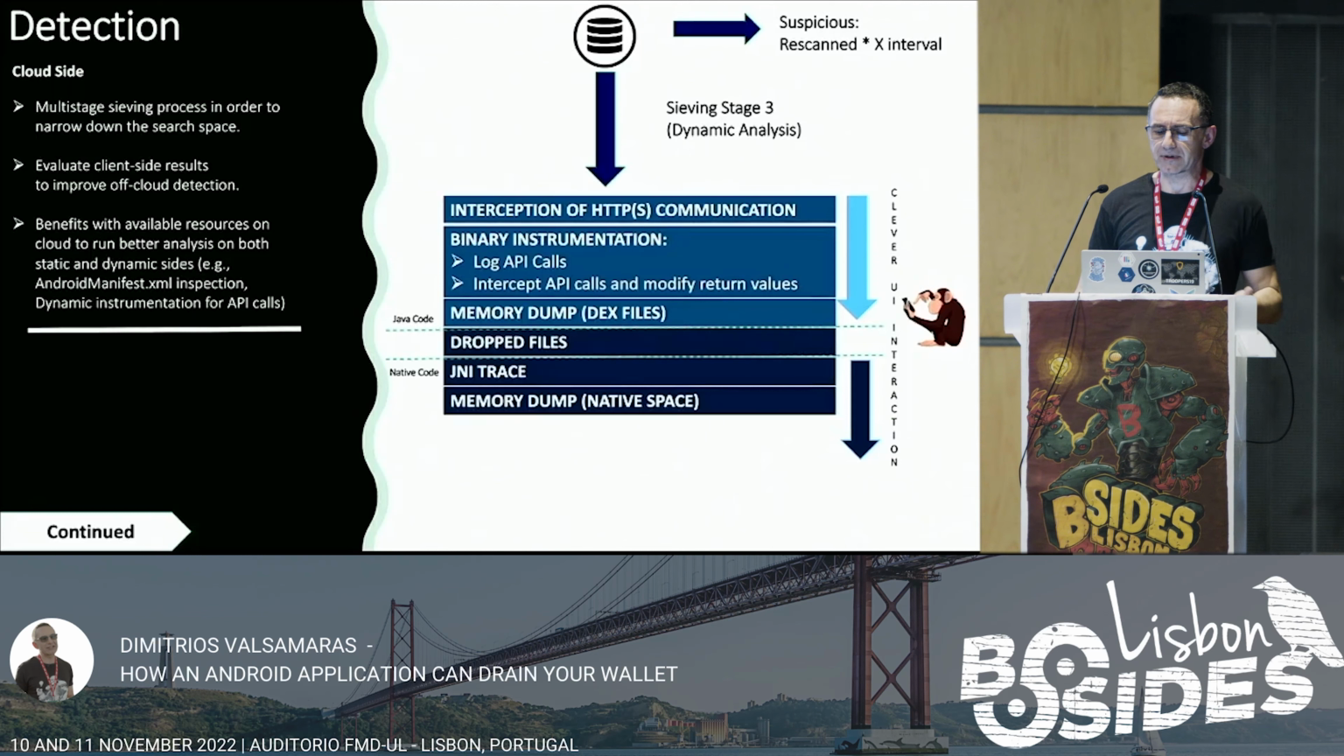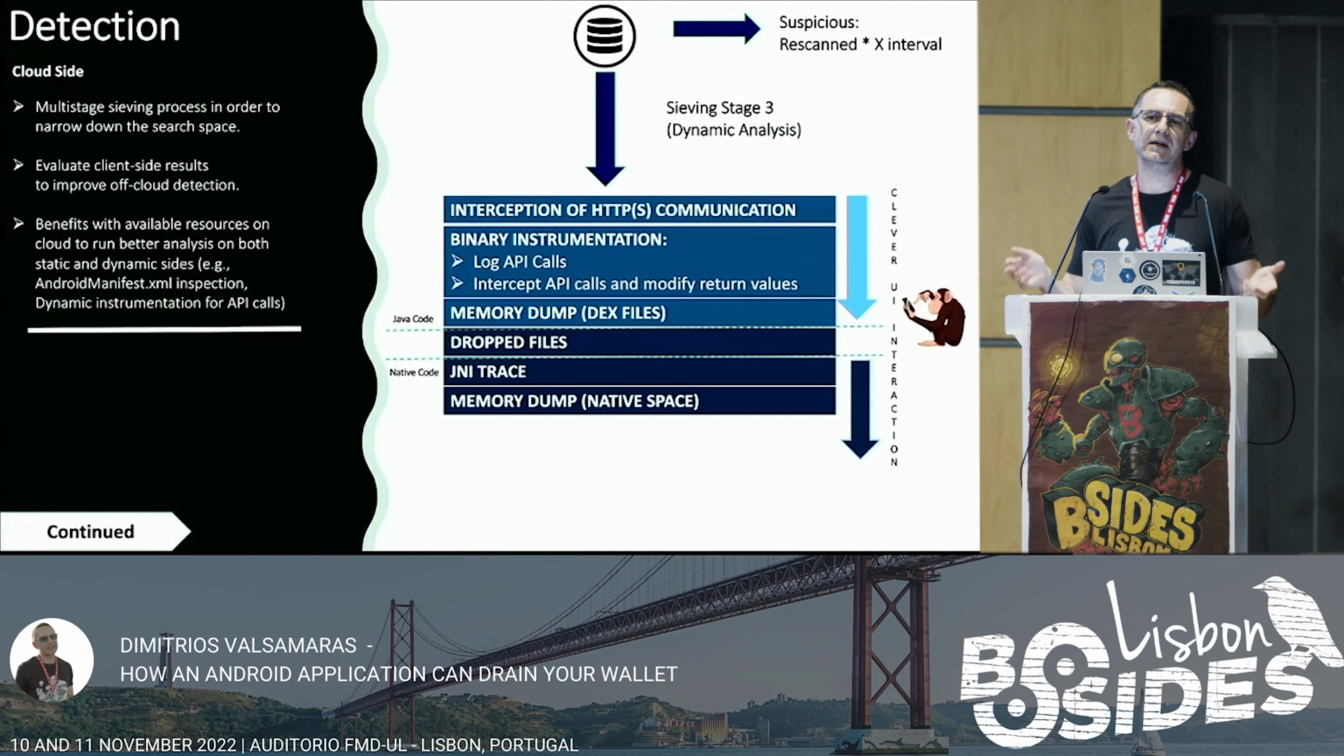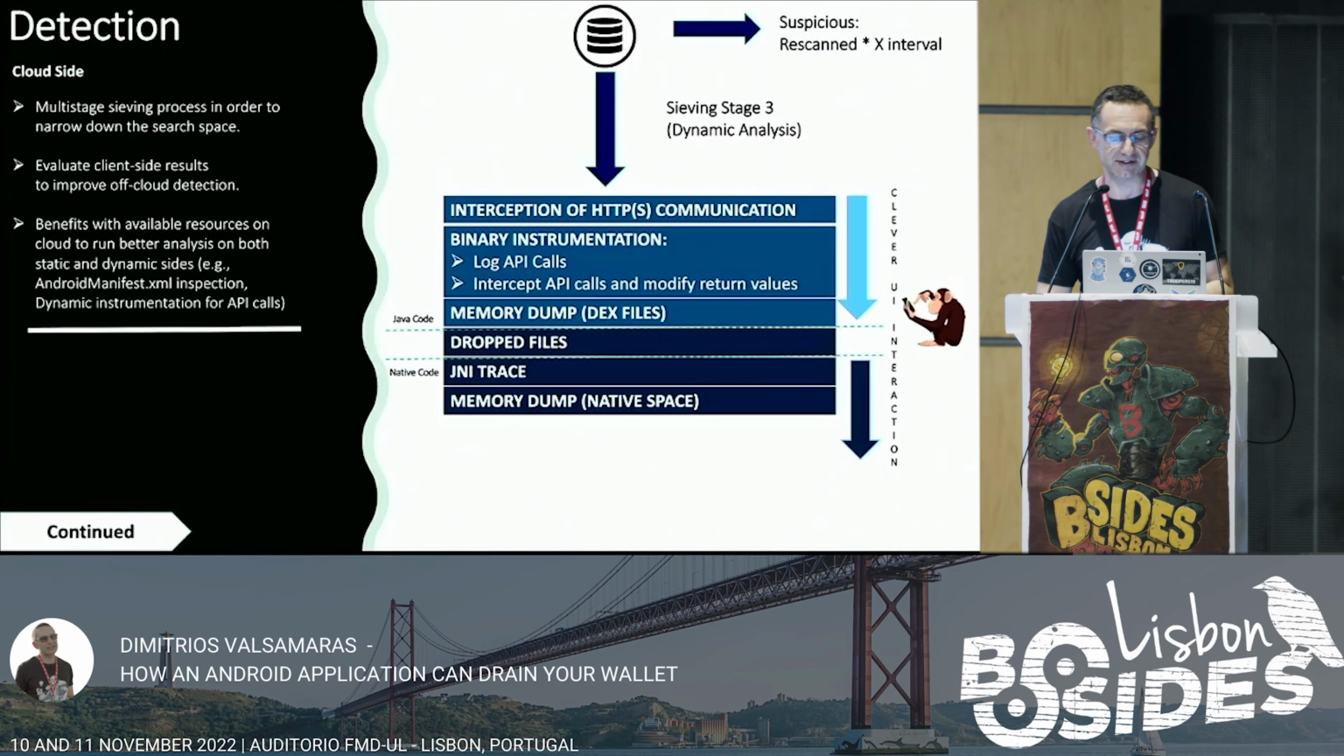Let's say that you solve this problem. Then the other thing is to perform the dynamic analysis part, which is to intercept the HTTP, HTTPS communication, perform some binary instrumentation, log the API calls, intercept the API calls. And by intercept, I mean change the return values in order to trigger additional behavior, additional functionality. Then we have to dump the memory for DEX files, because many of these apps are using packers, or as I said before, they can just drop something and then load it in the memory, so you can dump the memory in order to get these DEX files.